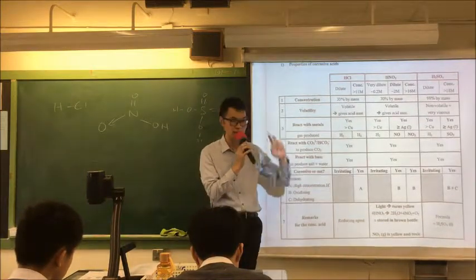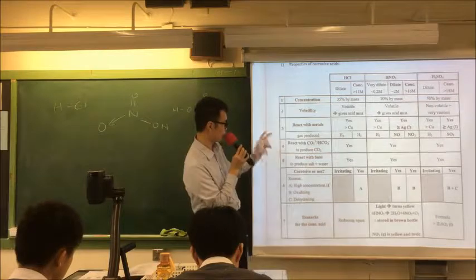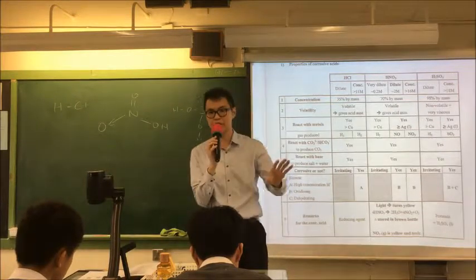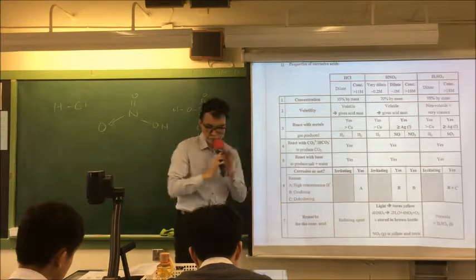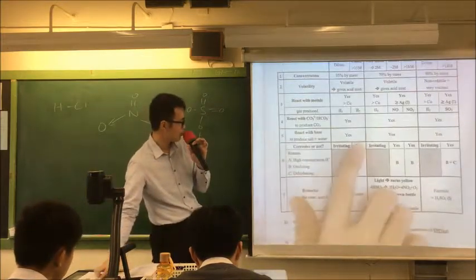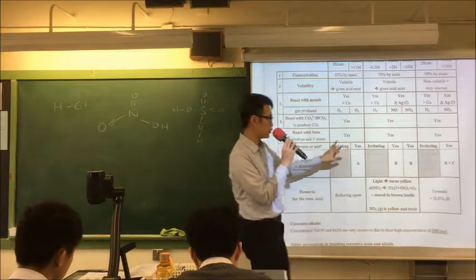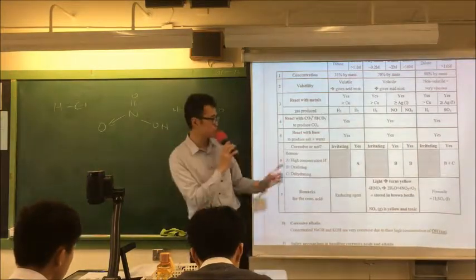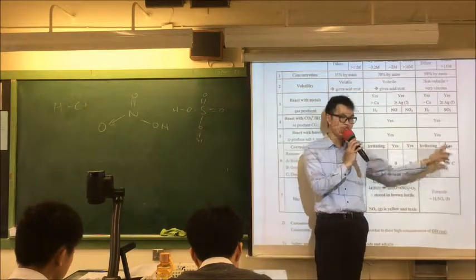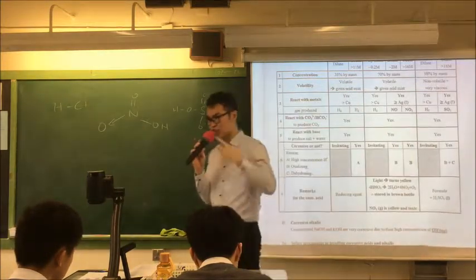Reactivity with base, all of them are the same, and the products are the same as well. So 4 and 5 basically have no difference for concentrated and dilute. Okay, corrosive or not? As we mentioned before, for dilute acid we will use irritating, but for concentrated acid we will use corrosive. We will use corrosive to describe the concentrated acid.